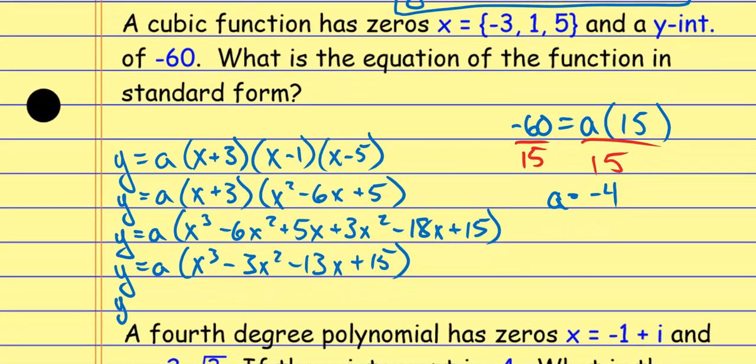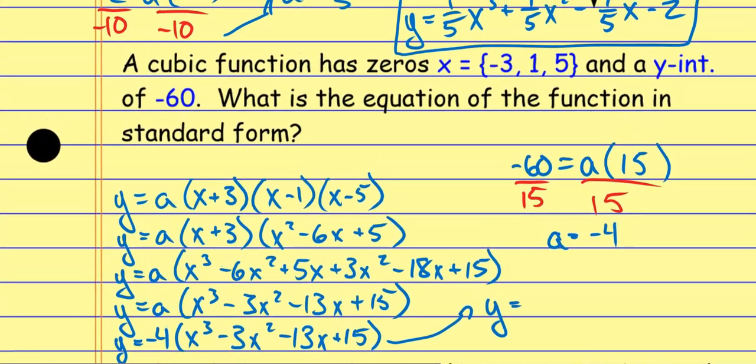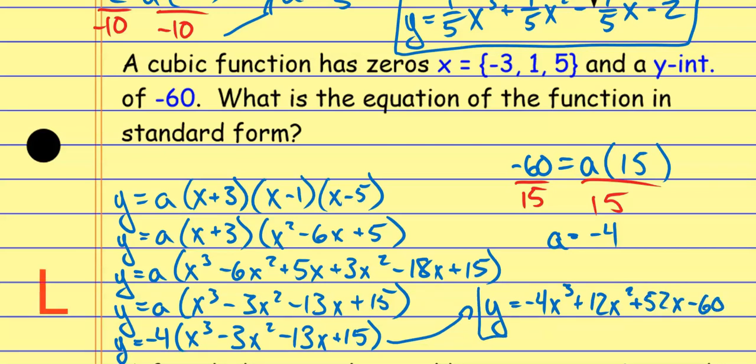And so it looks like this. It's a = -4 times this whole thing. And I am going to go ahead and distribute that to get my final answer here. Let me draw it up here a little bit. So y equals -4x cubed plus 12x squared plus 52x minus 60. Okay? Because again, that multiplier doesn't change any of the x-intercepts. What it does is it affects the shape of this thing. It affects the y-intercept. Okay?